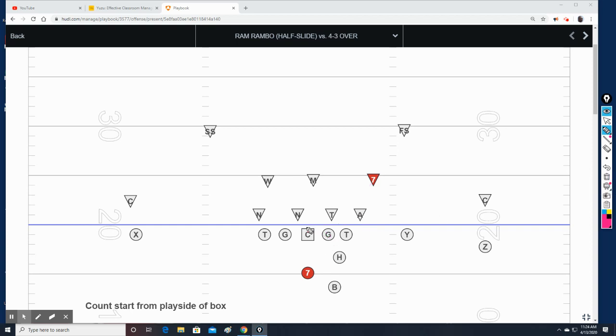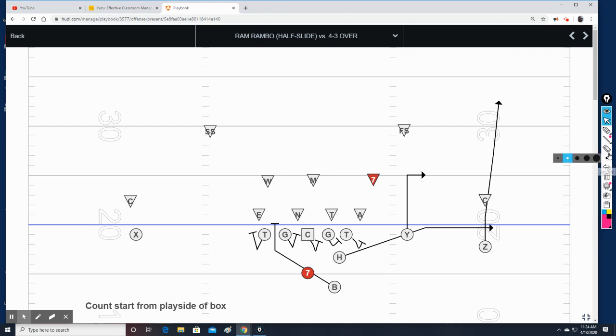So that call right there would be Rambo. Okay. That'd be Rambo. And let's go ahead and look at it drawn out. Okay. There we go. Okay. That complete call right there would be Rambo stick east. Okay. Rambo stick east would be the call. All right, that way everybody's working their half protections. Okay, so let's look at some stunts versus that and how we would pick it up.